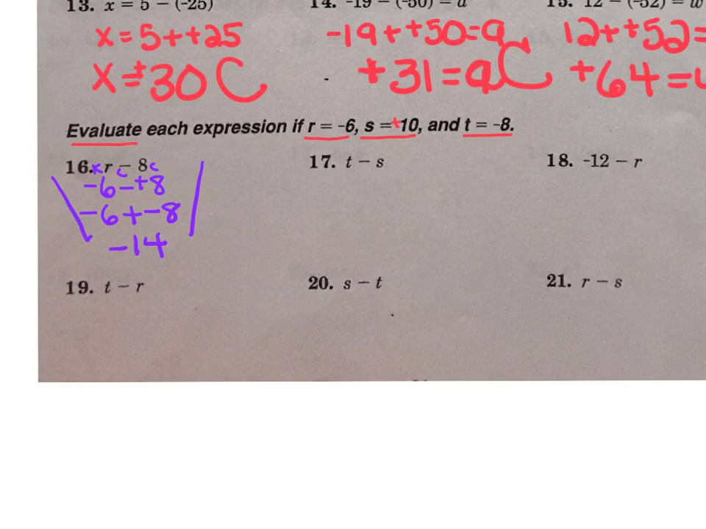We're going to do number 17. It says T minus S. -8 is T minus 10. And let's not forget, that's a positive 10. Keep change. A -8 plus a -10. As you take the sum of these two numbers, we get a -18.